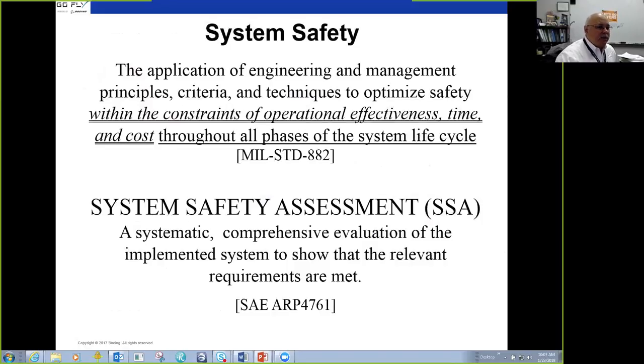System safety. Let's put the definition out there. I presented how the military reads it, and I'm presenting here how the civil side does. SAE ARP 4761 is the first document that is addressed when a safety engineer starts looking at the configuration of a vehicle and how it can actually do the system safety in accordance to this standard. From the military, it says system safety is the application of engineering and management principles, criteria, and techniques to optimize safety within the constraints of the operational effectiveness, time, and cost.